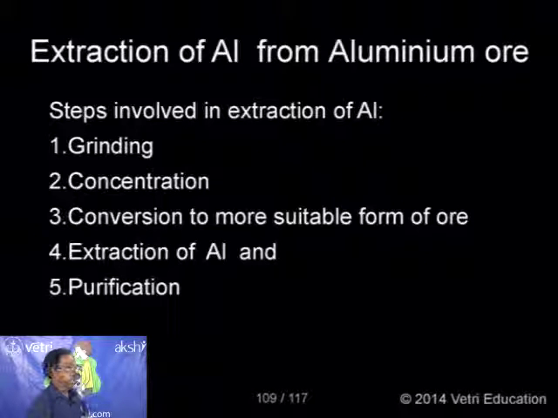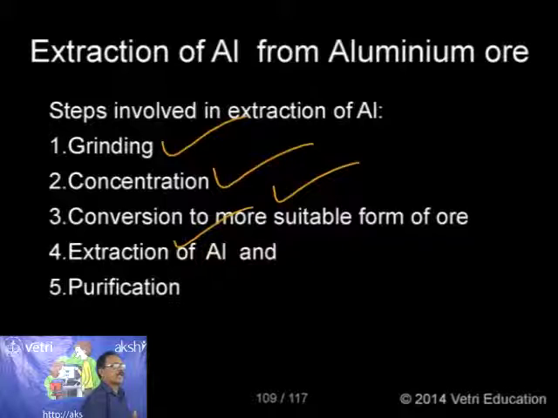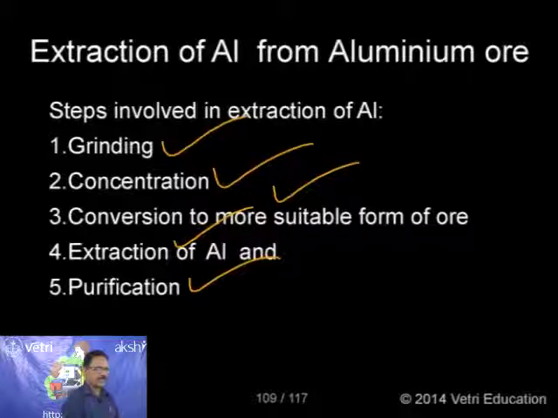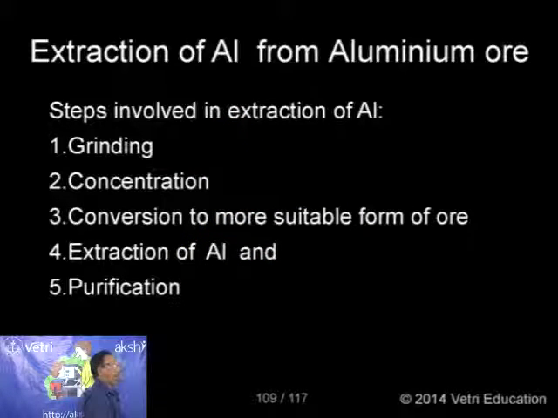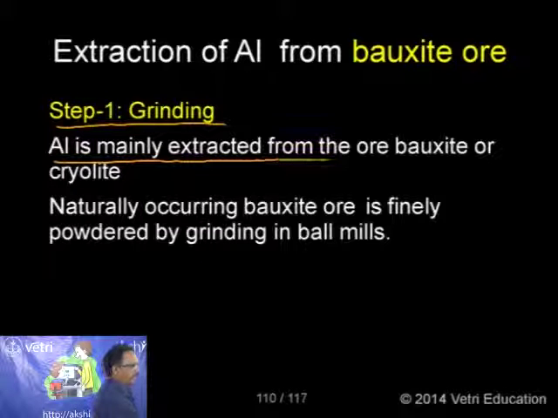Okay. Now, the steps involved in the extraction of aluminum. The interesting information as usual: grinding, number 1; concentration, number 2; conversion to more suitable form, number 3; extraction of aluminum, impure aluminum, 4; and finally purification. So by following these 5 steps, I am going to explain how aluminum can be extracted from its ore bauxite. As usual, step 1 is grinding. Aluminum is mainly extracted from its ore bauxite or cryolite.